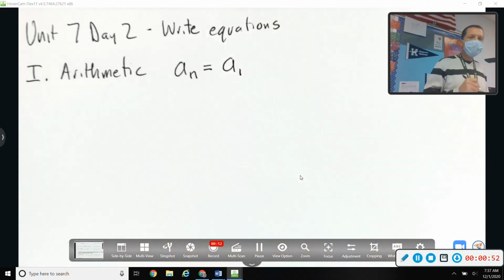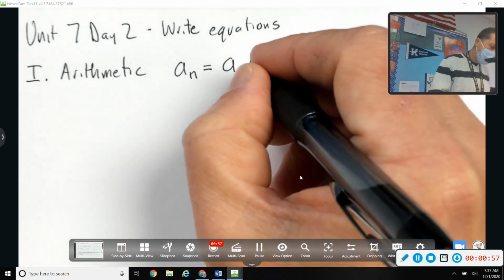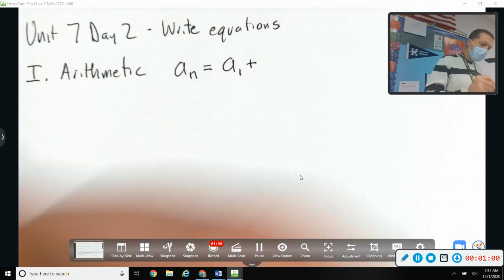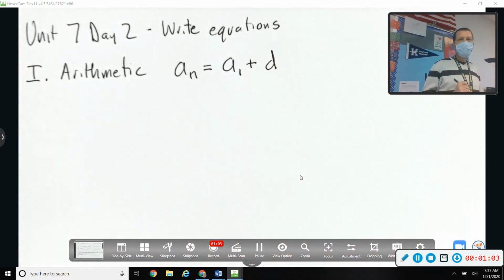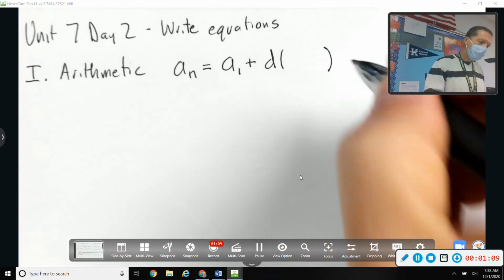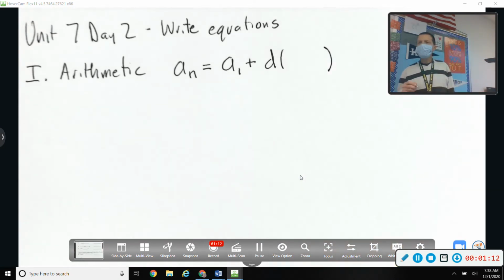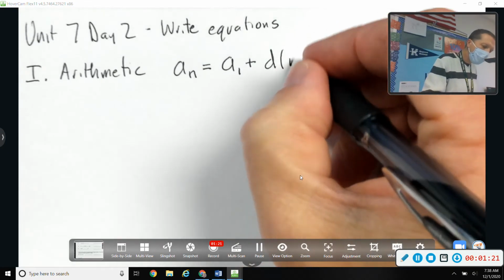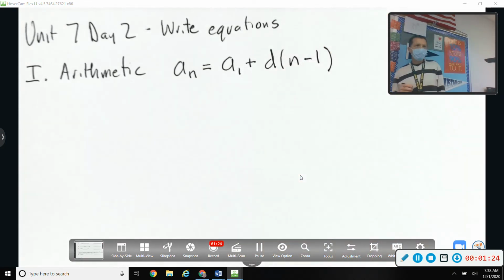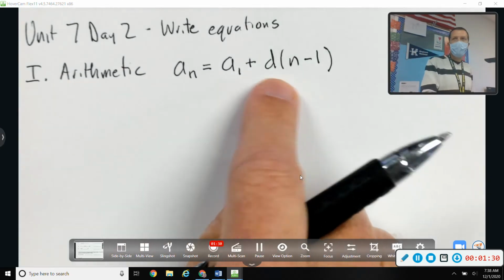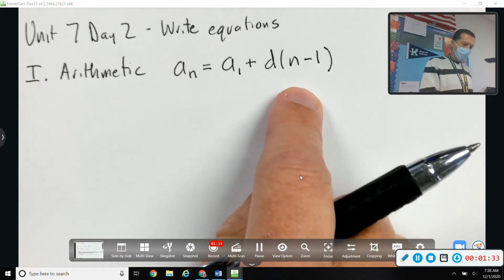Let's see, we start with the first term, and it's arithmetic, so we're adding. Arithmetic has a common difference. And how many times do I need to add that common difference? Do you remember? N minus 1, right? Because we're starting at the first term. So if we want to get to the 8th term, we got to add 7 times to get there. So it's that n minus 1 thing that kind of throws people off. But if you remember that you're starting at the first step, so to get to the 12th step, you need to take 11 more steps. So it's always one less to get to where you want to go.